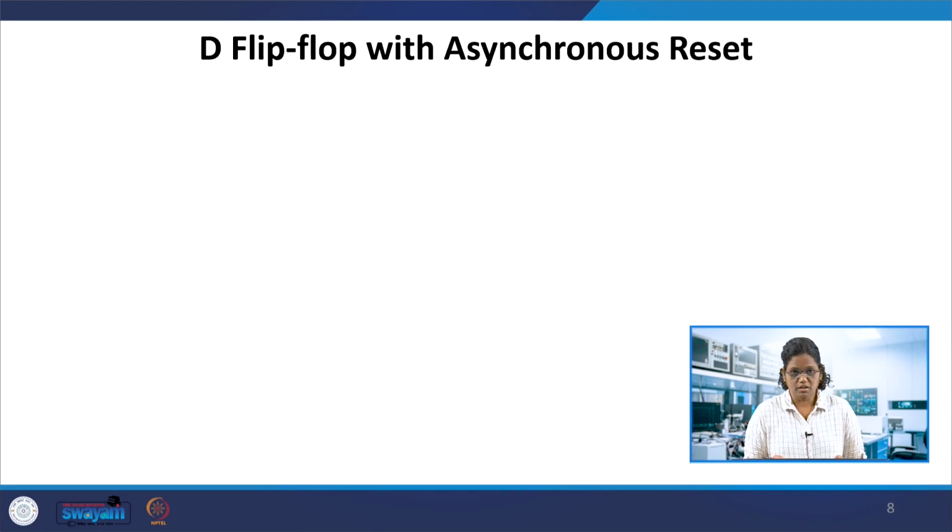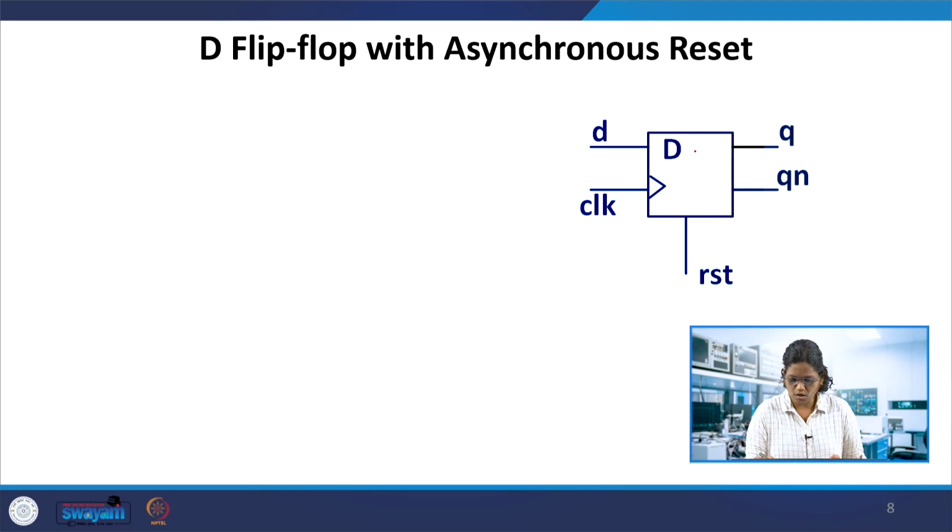Now coming to the D flip-flop with the asynchronous reset. The flip-flop has the D input, the clock, and the outputs Q and Qn. Here we have a reset, and it is an asynchronous reset. Irrespective of the clock, whenever reset is pressed, that is, reset is made 1, Q should go to 0.